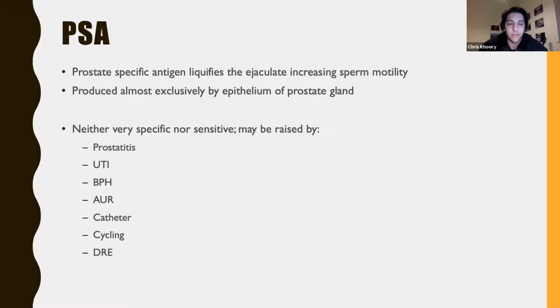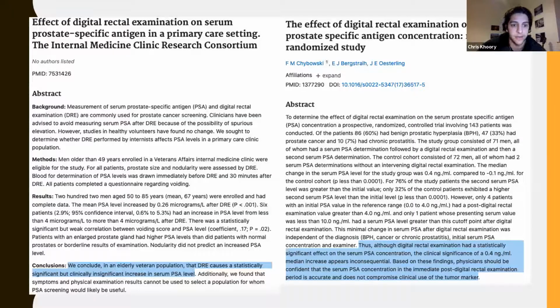It's been noted in a lot of places that you shouldn't do a PSA after a rectal exam, and you should only ever do it before a rectal exam. However, there have been quite a few studies, I won't bore you by reading all of it, but the highlighted bits at the bottom show that the difference in PSA following a rectal exam is so negligible that it doesn't actually have any clinical significance. So it's actually absolutely fine to take a PSA after a rectal exam.